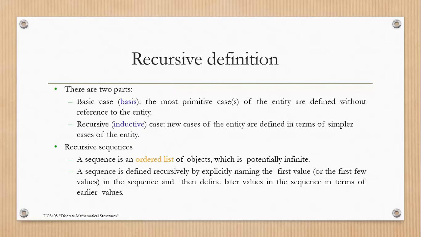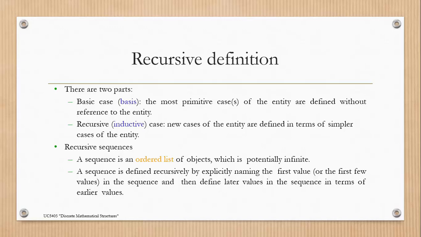Every recursive definition will have two parts. First is the basic case, second is the recursive case. The most primitive cases of the entity are defined in the basic case. They do not refer to the entity. Whereas in the recursive case, the new cases of the entity are defined in terms of the simpler cases by referring to the entity itself.